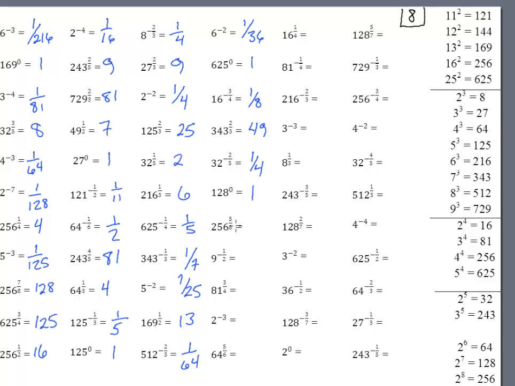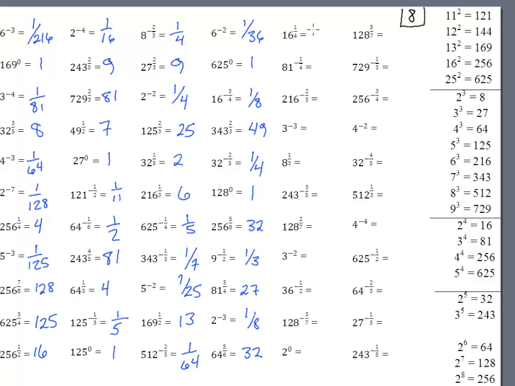256, 8th root is 2, 5th power is 32. 9, square root is 3, on the bottom, it's 1/3. 81, 4th root is 3, cubed is 27. 2 to the negative 3 power, that is 1 over 8. 64 to the 5/6 power. 6th root of 64 is 2, to the 5th power is 32.